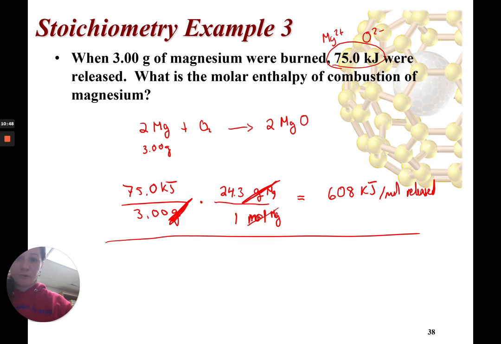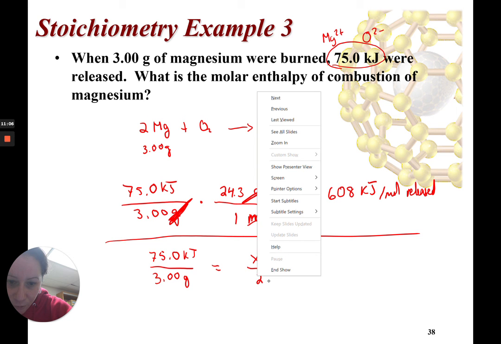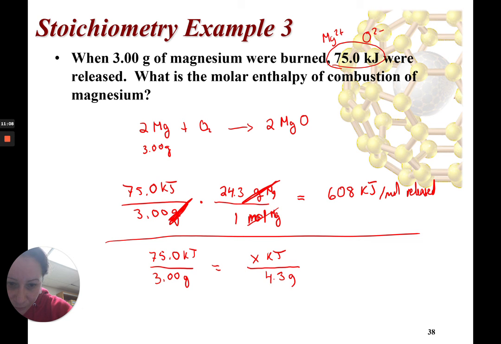Let me show you a different way. I could say 75.0 kilojoules for 3 grams is equal to X kilojoules for 24.3 grams, because I know that 1 mole would be 24.3 grams, and I could cross multiply and solve it that way. Let me show you a different way.